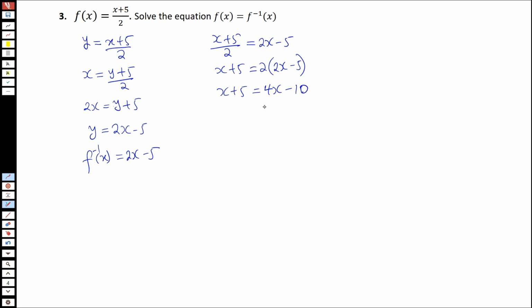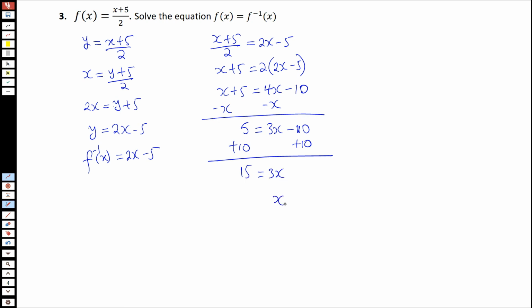And then subtract x from each side. So we have 5 equals 3x minus 10. Add 10 to each side. We have 15 equals 3x, so x will be equal to 5. And that's basically how you solve that question.